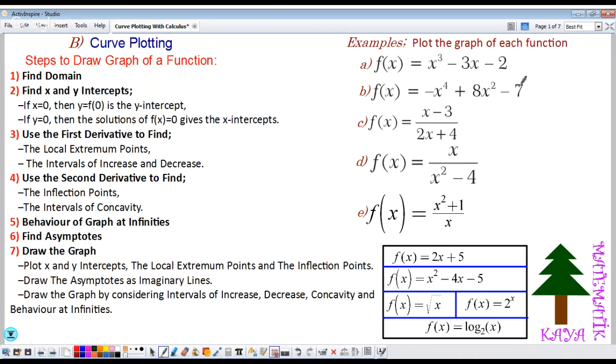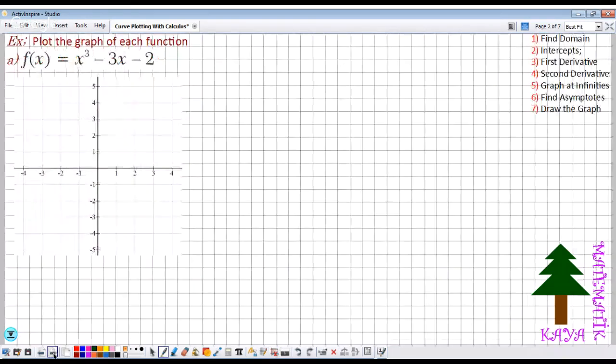So these first two won't have derivatives since they are not defined rationally. And then C, D and E will have some kind of asymptotes. I will also show you how to find those asymptotes with these examples. So now let's continue with the first example. We check all of these steps, then draw the graph.